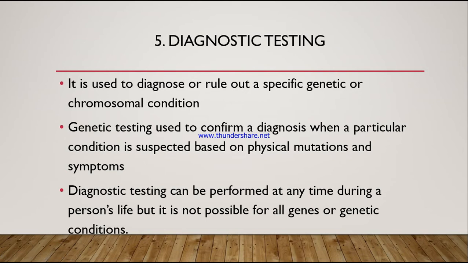Fifth is diagnostic testing. It is used to diagnose or rule out a specific genetic or chromosomal condition. Genetic testing is used to confirm a diagnosis when a particular condition is suspected based on physical signs and symptoms. So if a patient, or a child, or an individual is showing signs and symptoms of a genetic disease condition, then we will perform the diagnostic test so that we can confirm whether the patient is positive or negative. So this diagnostic testing is performed on symptomatic patients.